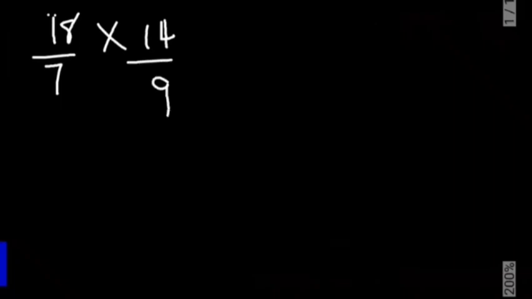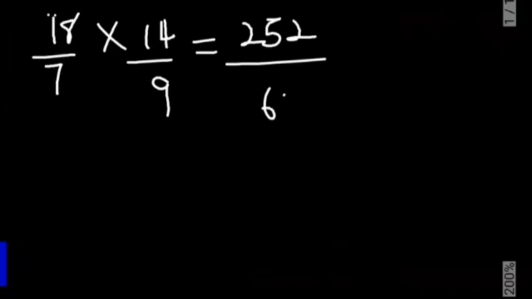If we have 18 over 7 multiplied by 14 over 9. I'm going to show you 2 methods to solve this. We can solve this the normal way we have been solving all along. So we have 18 multiplied by 14, numerator multiply numerator. So we have 252. And we have 9 multiplied by 7, we have 63. We can reduce this to 63 multiplied by 4 over 63.